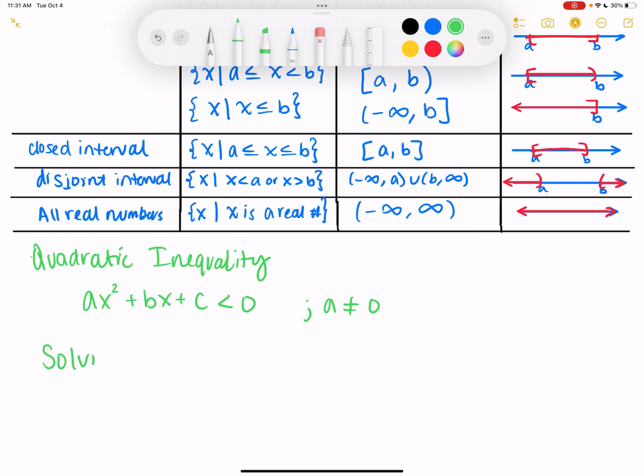All right. Quadratic inequalities, it's just a quadratic equation, and then this sign again can be less than, greater than, less than or equal to, or greater than or equal to, as long as a is not equal to 0. Solving quadratic inequalities, we have 3 steps for that. Solve the corresponding quadratic equation.